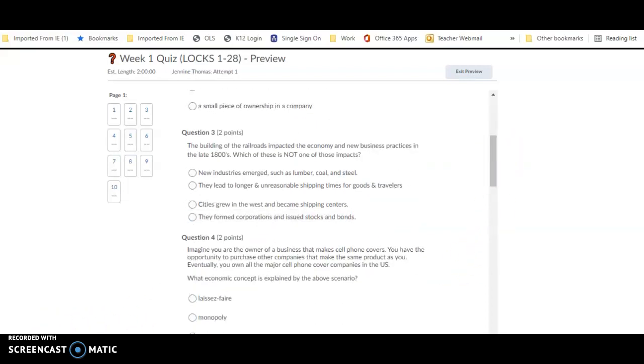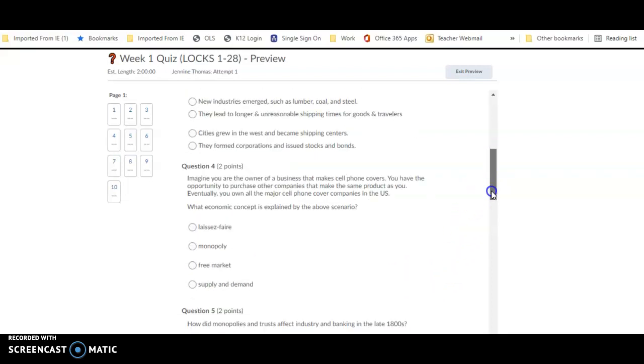Question number 3. The building of the railroads impacted the economy and new business practices in the late 1800s. Which of these is not one of those impacts? New industries emerged such as lumber, coal, and steel. The longer and unreasonable shipping times for goods and travelers. Cities grew in the West and became shipping centers. They formed corporations and issued stocks and bonds.